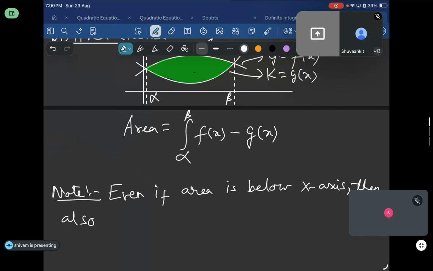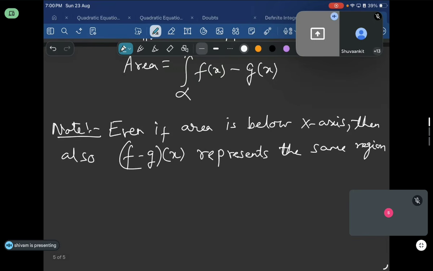Then also f minus g represents the same region. The same region. Is it clear to everyone? Tell me. It will represent the same region. So I'll give you an example, okay?